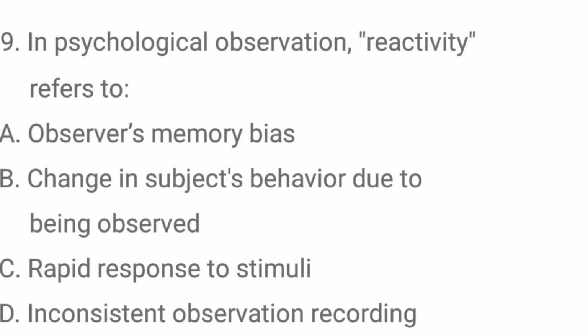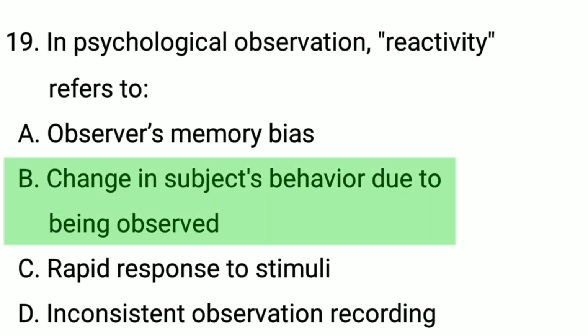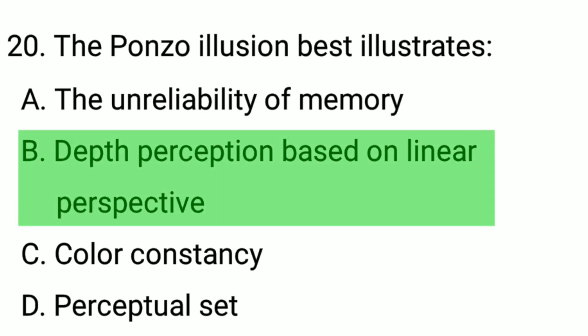Question number 19. In psychological observation, reactivity refers to. The right option is option B, change in subject's behavior due to being observed. Question number 20. The Ponzo illusion best illustrates. The right option is option B, depth perception based on linear perspective.